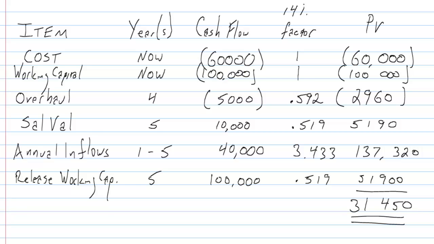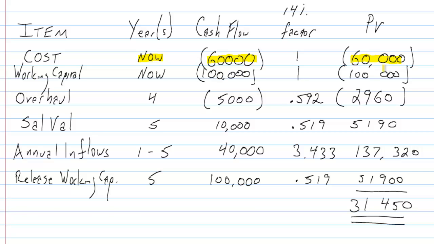In this video, we're going to be using the net present value method of capital budgeting to decide whether a project should be undertaken or not. In this particular situation, we're dealing with a project that is going to have an initial cost of $60,000. So this $60,000 cost, which is happening now, has a net present value factor of 1. Therefore, the present value of $60,000 now is $60,000.